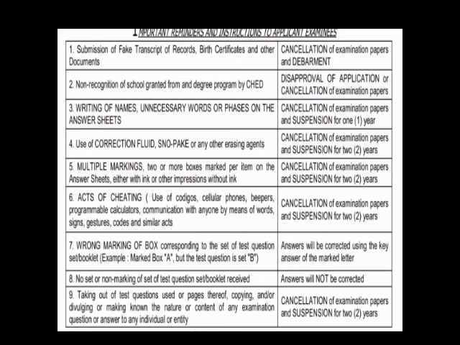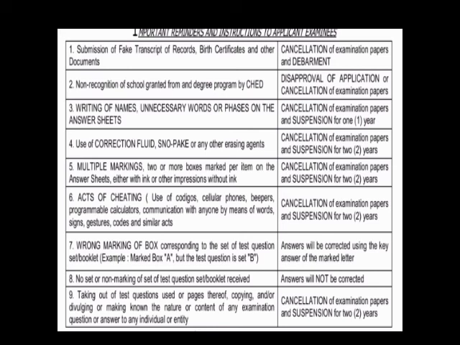5. Multiple markings, 2 or more boxes marked per item on the answer sheets, either with ink or other impressions without ink. Cancellation of examination papers and suspension for 2 years. 6. Acts of cheating, use of codigos, cellular phones, beepers, programmable calculators, communication with anyone by means of words, signs, gestures, codes and similar acts, cancellation of examination papers, and suspension for 2 years.